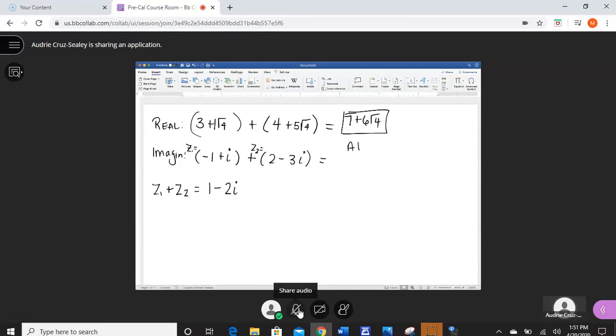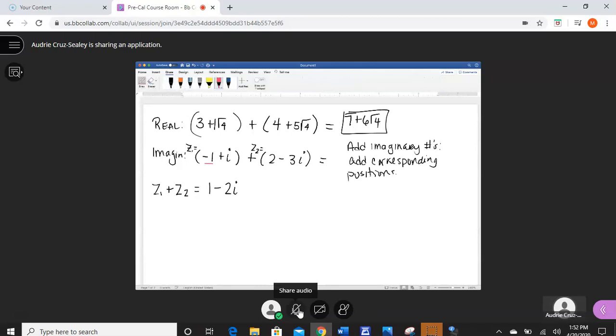And so when you're adding imaginary numbers, all you have to do is add the corresponding positions. Okay. So I added the -1 and the 2 together, and I added the positive i and the -3i together. Just like up here, you added the 3 and the 4 together, and you added the 1 square root of 4 and 5 square root of 4 together. Is that okay? So you just add them together. All right, here we go.